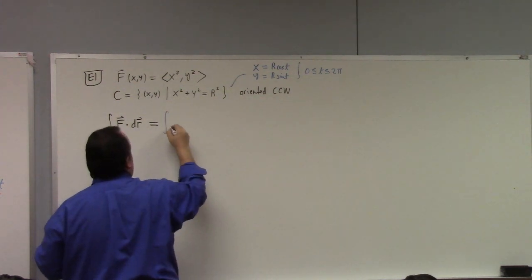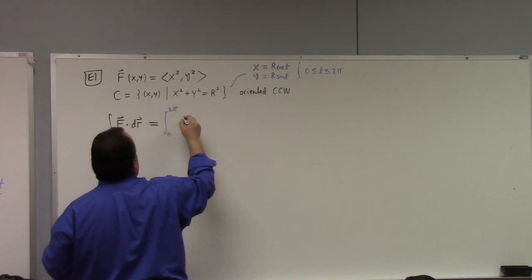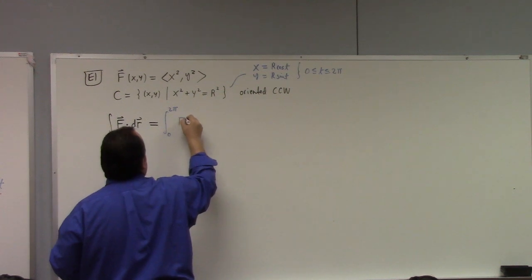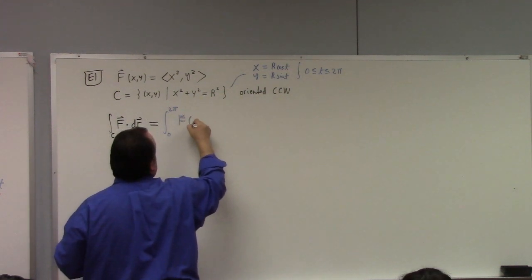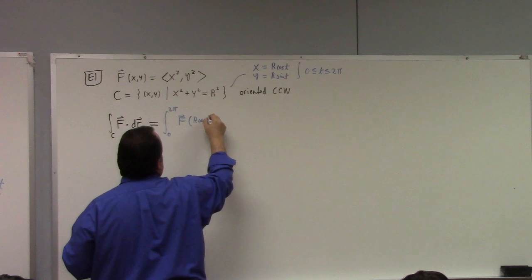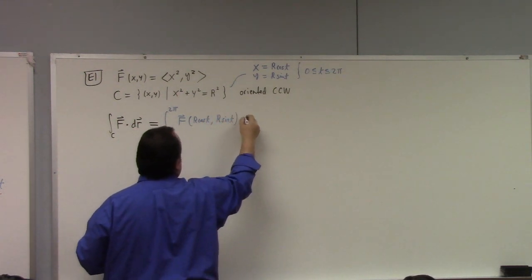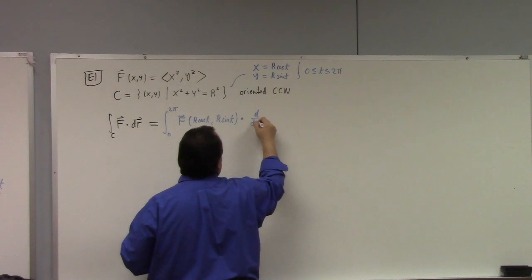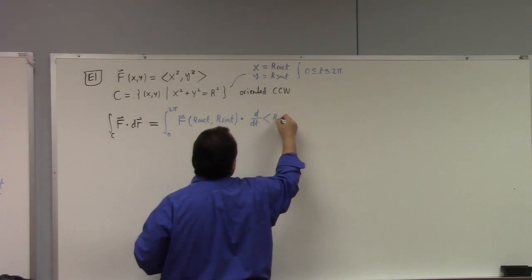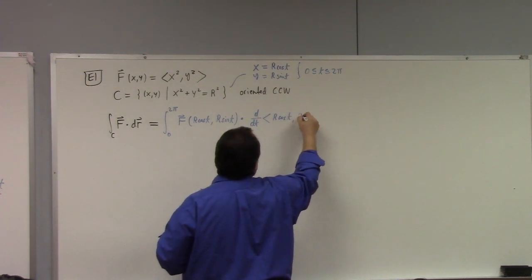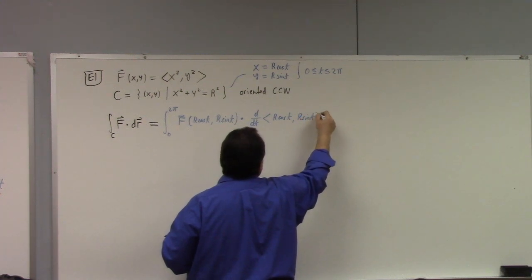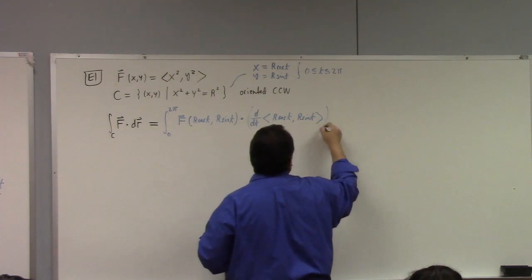So we have integral from 0 to 2 pi of, I'll write it symbolically here for a second, f of r cos t, r sine t, dotted with d dt of the parameterization, which is r cos t, r sine t, all of that, dt.